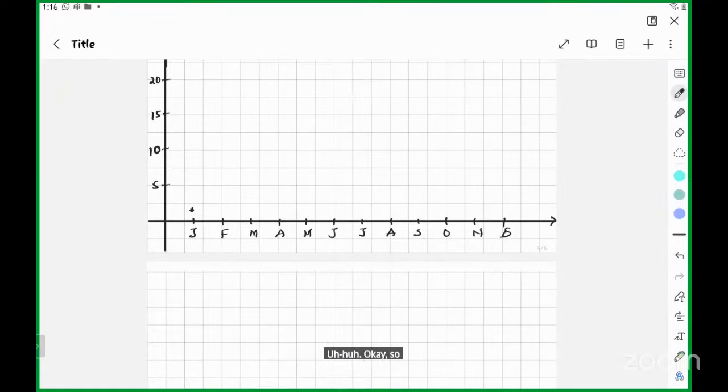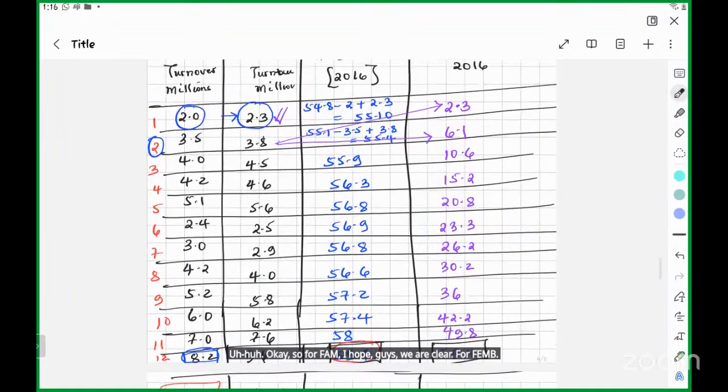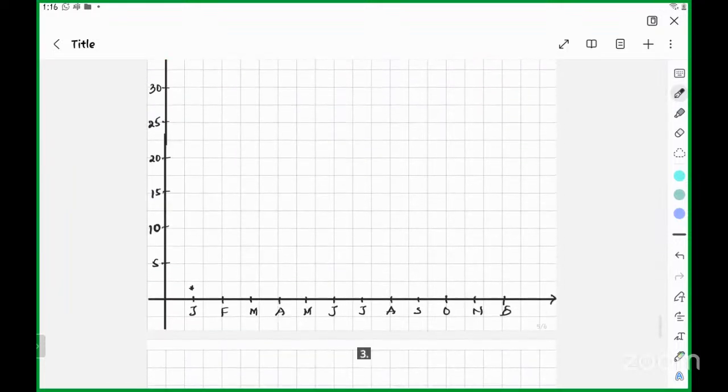Okay, so for Feb, I hope guys we are clear. For Feb, 3.8. So Feb is 3.8, this is 2.5. So 3.8 would be somewhere here. Okay, it's not really exact.